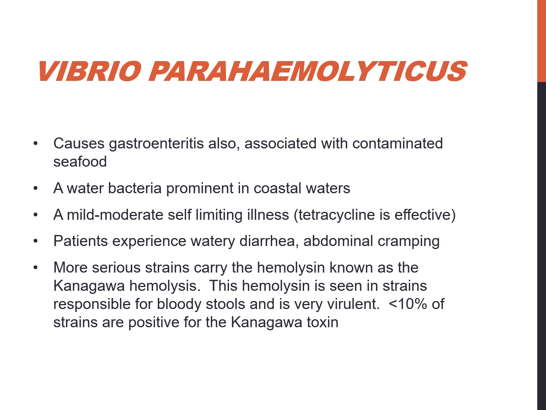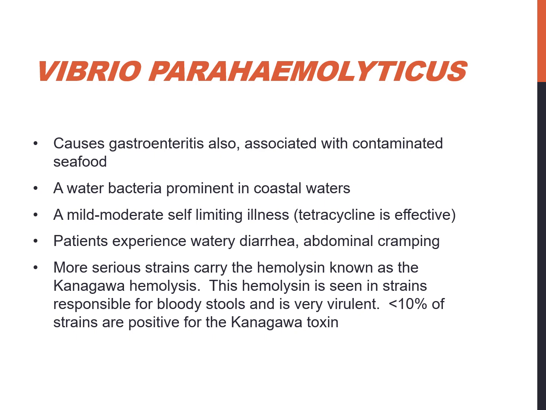The more serious type of Vibrio parahaemolyticus infection is associated with the Kanagawa hemolysin. This hemolysin is seen in strains responsible for bloody stools. It's very virulent. Less than 10% of the strains are positive for the Kanagawa toxin.